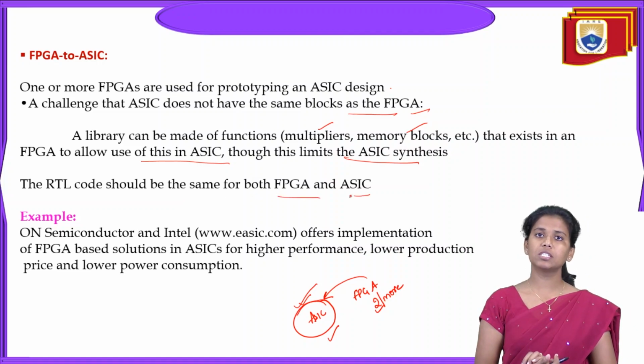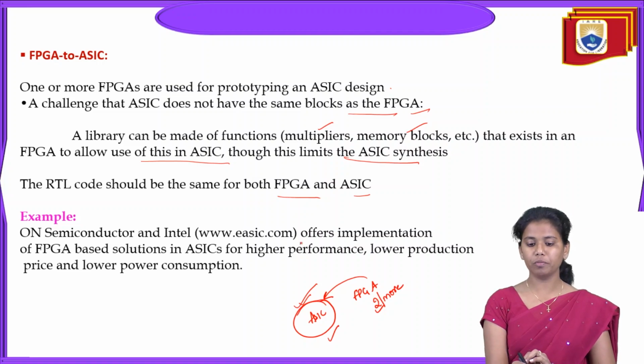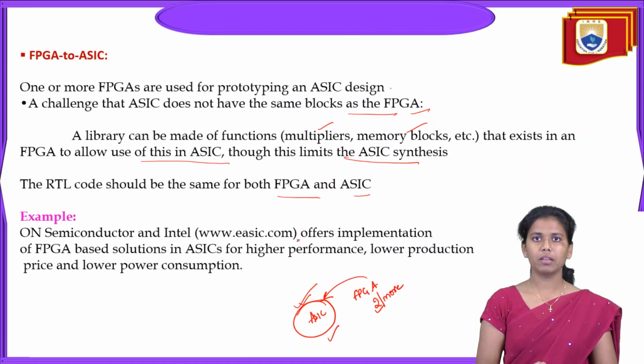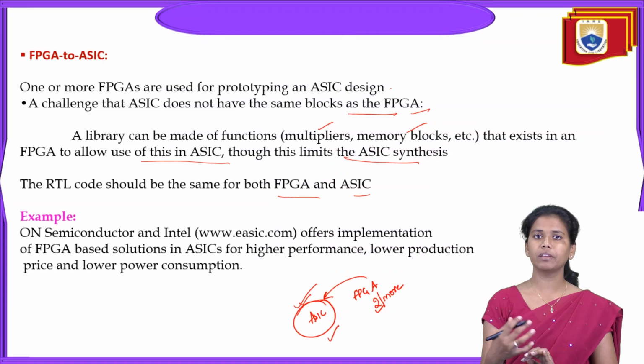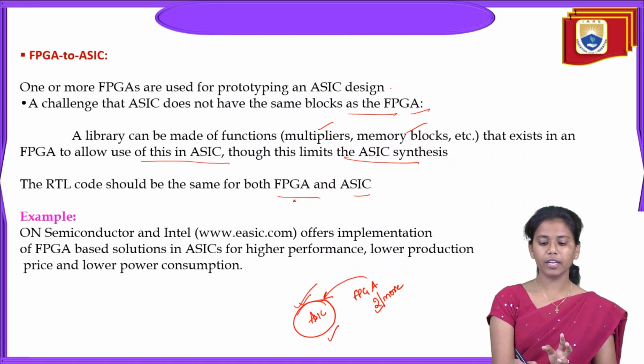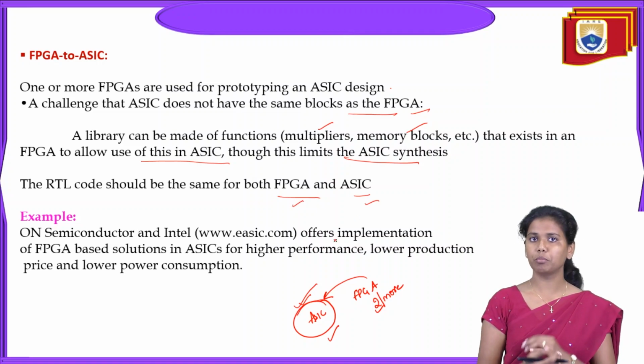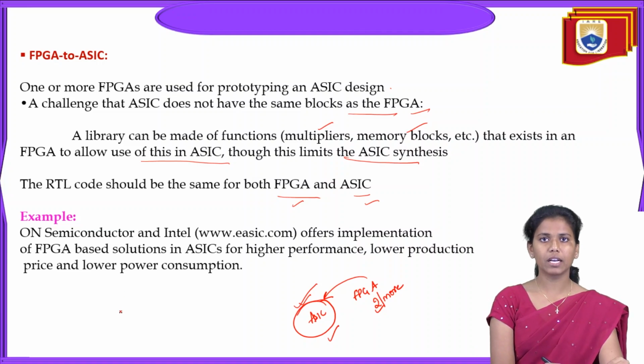Then the RTL code should be the same for both ASIC and FPGA. So the code which is needed for the programming of both is the same. The RTL code, register transfer level, pertaining to FPGA and ASICs is the same. There is no change.